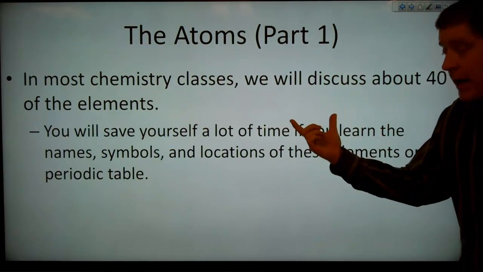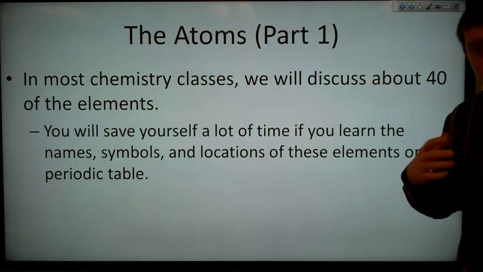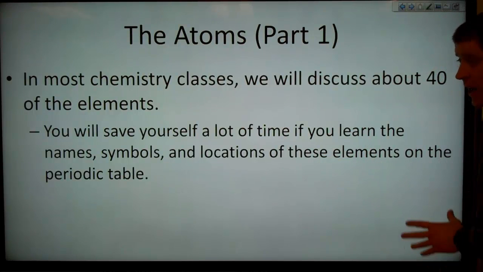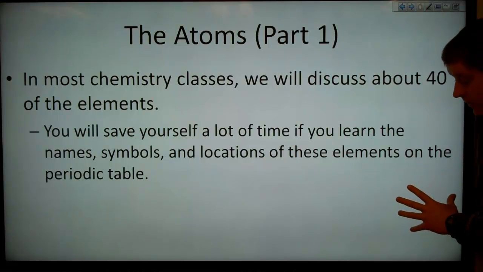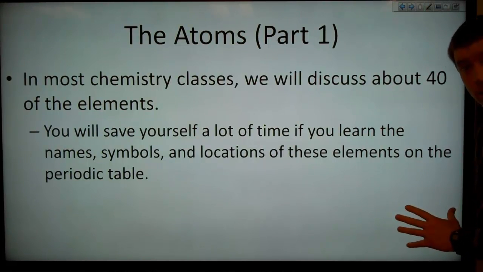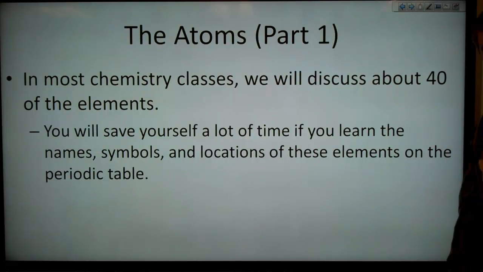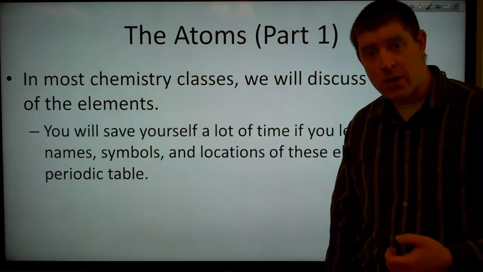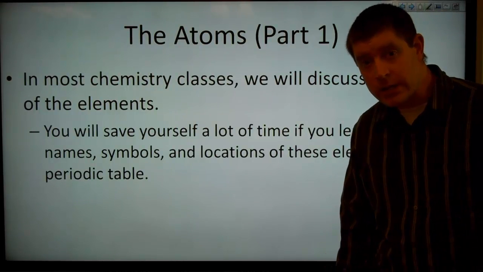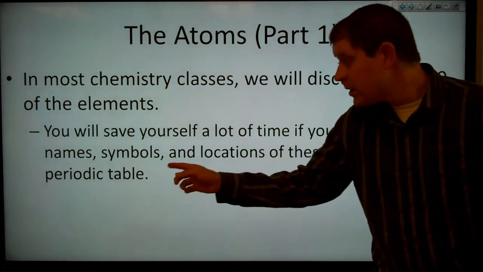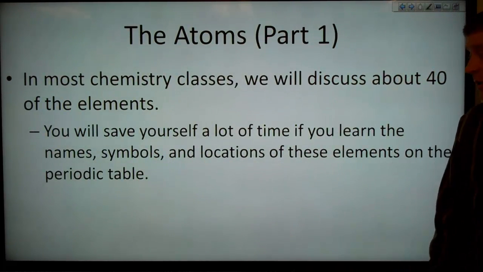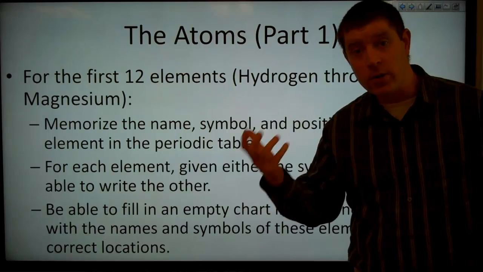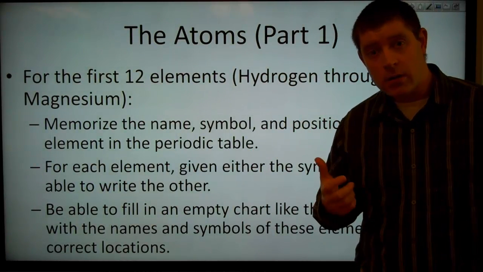So, in most chemistry classes, we're going to discuss about 40 of the elements, at least for general chemistry classes. You're going to save yourself a lot of time if you learn the names, symbols, and locations of these elements on the periodic table. Don't bother learning the atomic masses or the atomic numbers necessarily. As long as you can find them on the periodic table, you can find the atomic number or the atomic mass very easily. But you should know the name, symbol, and location of these roughly 40 elements on the periodic table. So we're going to go through and we're going to learn these 40 or so in parts.